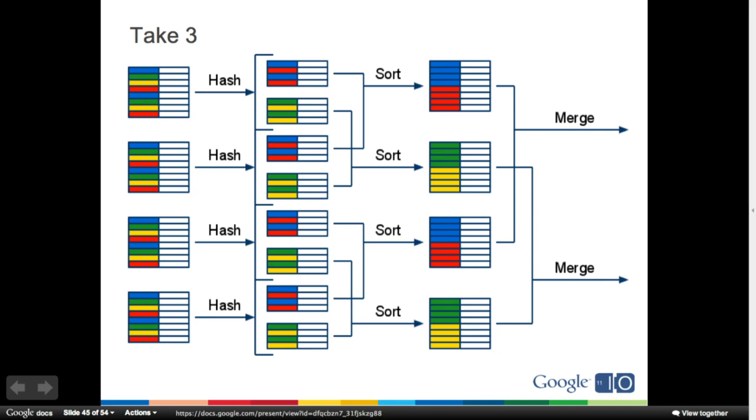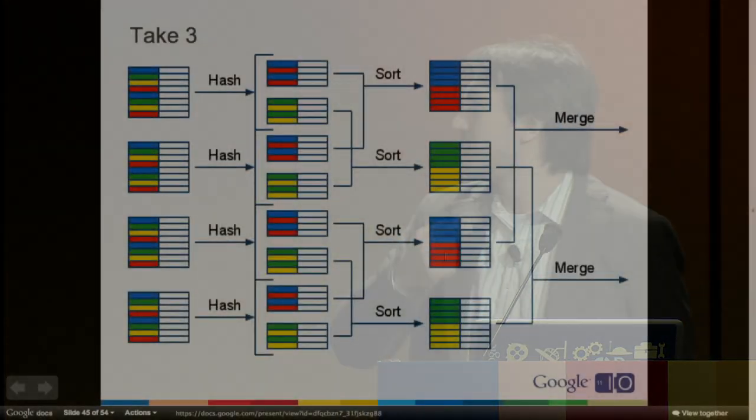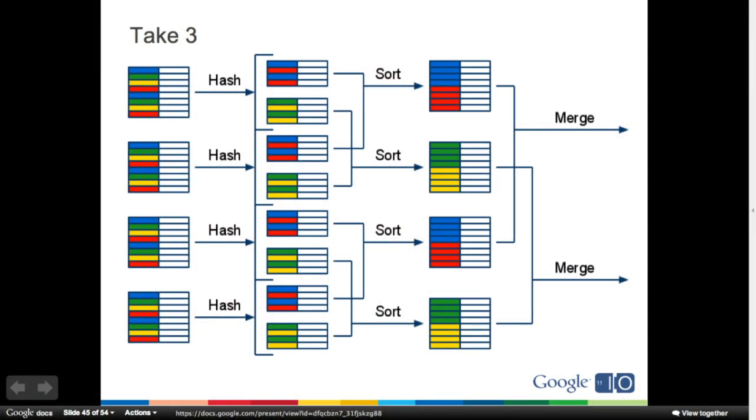Like blue and red goes to the top. Green and yellow goes to the bottom. Then we sort data from each hash chunk. So we sort some greens and yellows, we sort some blues and greens, and then we're going to do merge read from only those chunks.